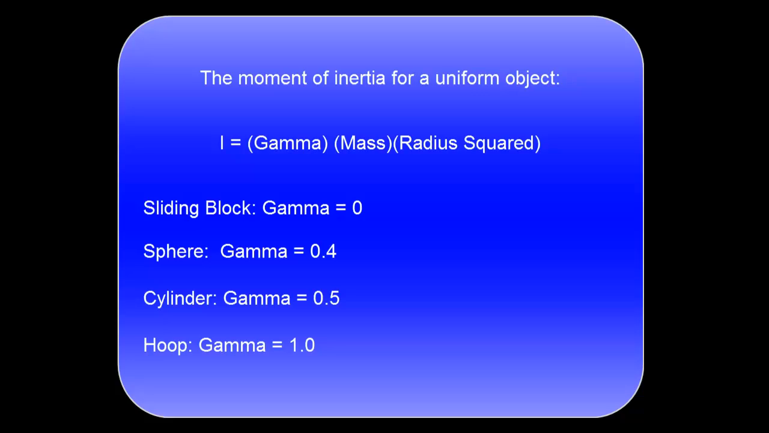We'll see that the smaller the gamma, the less energy is tied up in rotation, and the faster the object is in the race. The higher the gamma, the more energy is tied up in rotation, and the slower the object is in the race because it has less energy to do translation.